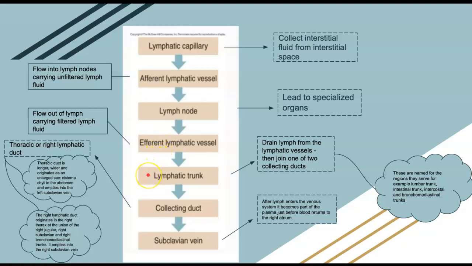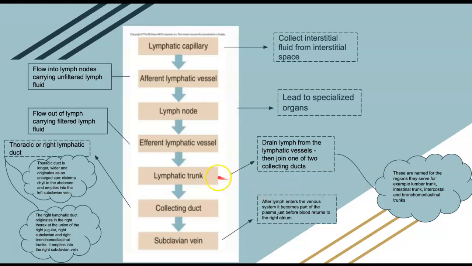After this, we go into our lymphatic trunk. These trunks drain lymph from the lymphatic vessels and then they join one of two collecting ducts. Over here, a side note, the lymphatic trunks are named for the regions they serve. For example, we have lumbar trunk, intestinal trunk, intercostal trunk, and bronchomediastinal trunks.